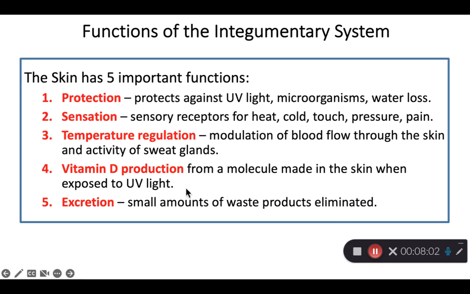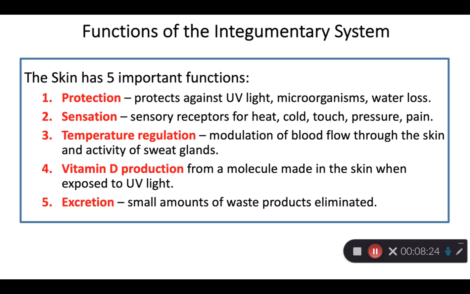Number 4, vitamin D production. Vitamin D, one of the most important things for vitamin D is to absorb calcium. So you get calcium from your diet, but you have to absorb it into your body. And vitamin D helps in that process. You can get vitamin D from your diet. You can also make your own kind of natural form.